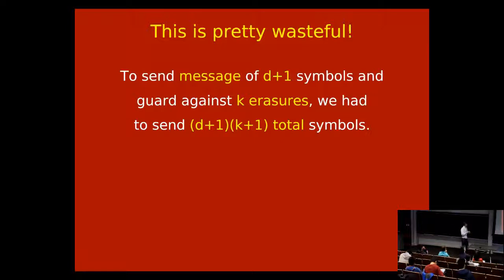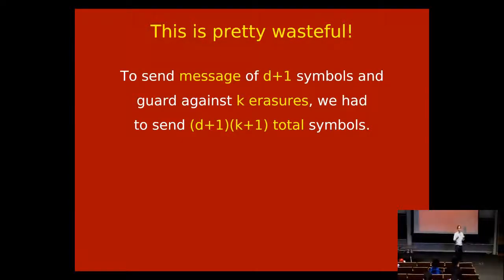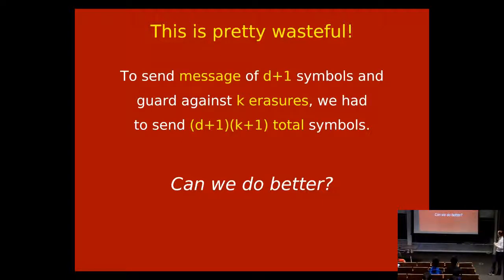Let's say we had a message whose length happened to be d plus 1. Now, why did I call the length d plus 1? Well, you'll see. But suppose your message length was d plus 1, and you wanted to guard against k erasures. That was the simpler case where you just got question marks when there was a corruption. Well, we did the repetition code. You repeated each symbol k plus 1 times. So you blew up the length of your message in encoding it by a factor of k plus 1. So you sent (d plus 1) times (k plus 1) total symbols. OK, and in the noisy case, it was actually (d plus 1) times (2k plus 1). So as we always like to ask, can we do better?